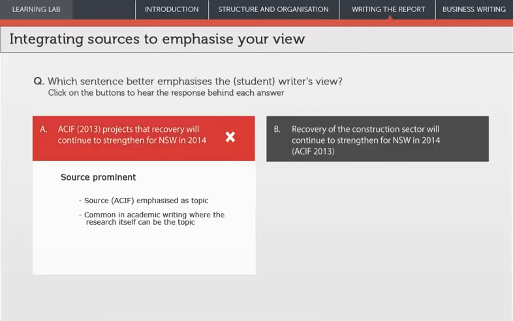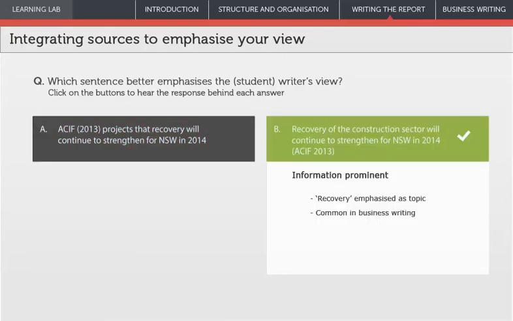Information and is common in academic writing. This does not emphasize the view of the student or writer. This sentence puts the information at the beginning of the sentence and emphasizes the writer's view. This is useful if the writer wants to persuade the business to follow his or her advice.